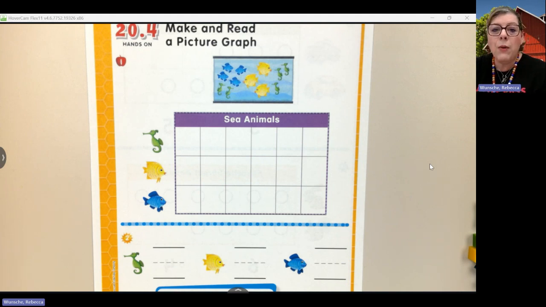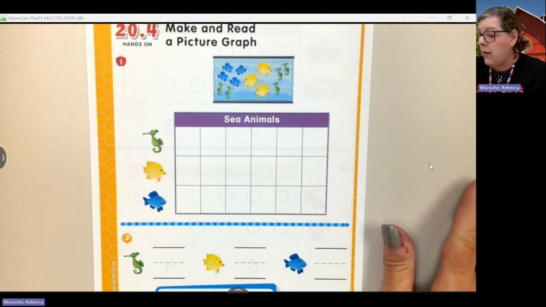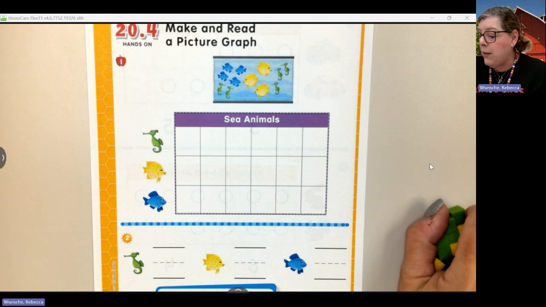We have a picture of an aquarium with sea animals in it. And our first thing that we're going to look at when we look at our aquarium is we're going to graph the number of sea animals that we see. Now I'm going to do this two ways for you. The first is with some hands-on work. So I have some manipulatives.